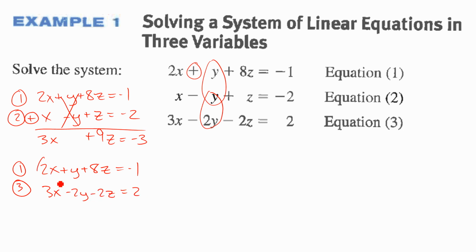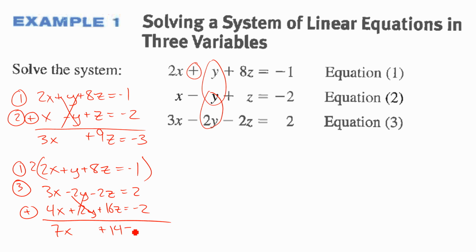Going to need to multiply this top equation by 2 so the y's match up because we're crossing out y's. So we would get 4x plus 2y plus 16z equals -2. And we are adding straight down. So we get 7x, and the y's cancel, plus 14z equals 0.